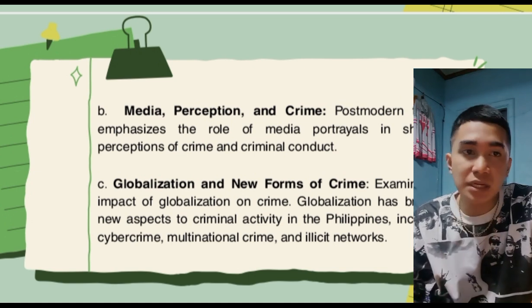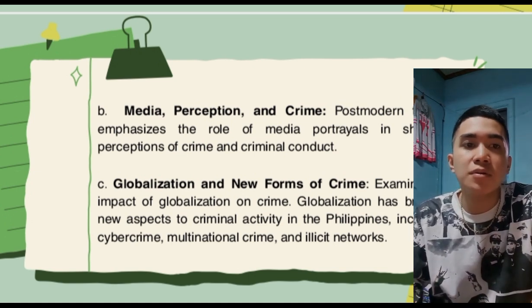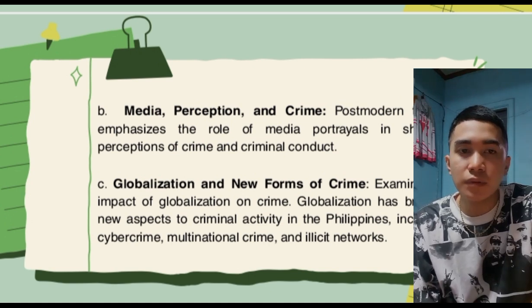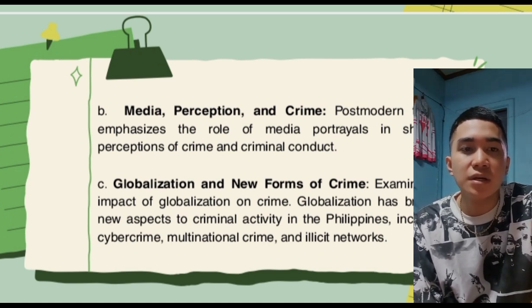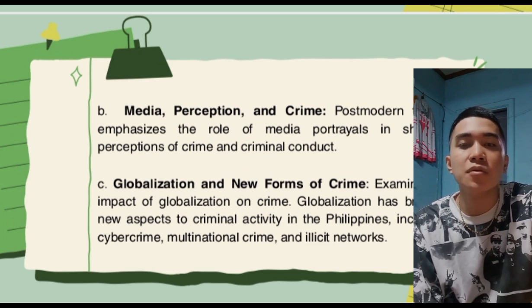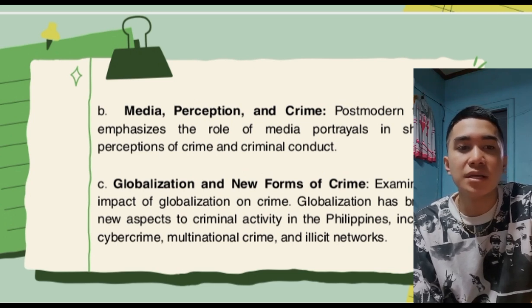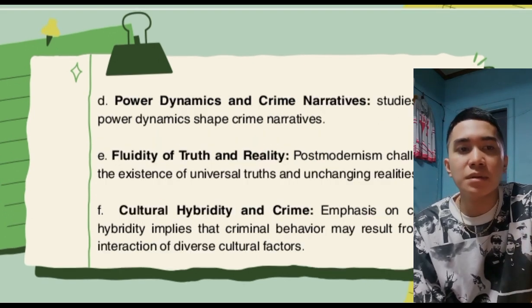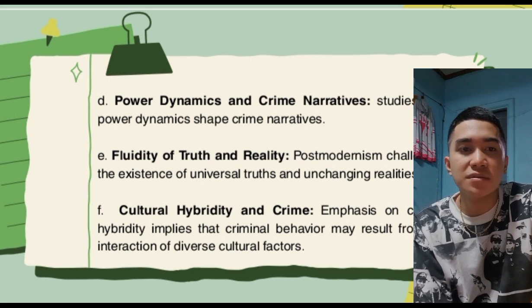Next is media perception and crime. Postmodern theory emphasizes the role of media portrayals in shaping perceptions of crime and criminal conduct. This slide highlights the role of media perception and crime within the postmodern framework. It also explains that media portrayals shape how society perceives crime and criminal behavior. These slides also introduce the concept of global forms. Next is power dynamics and crime narratives, which studies how power dynamics shape crime narratives.